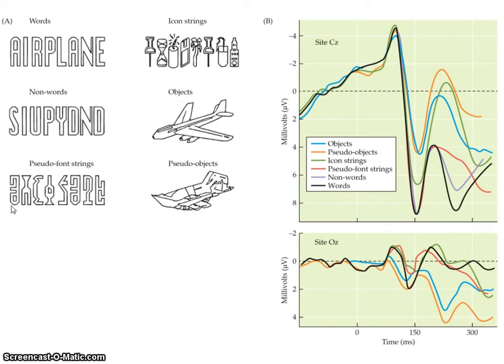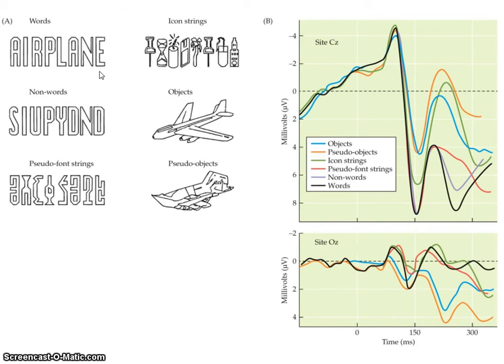with pseudostrings that are characters that look like they might be letters, or icon strings that are actually pictures in a sequence, just like words would be letters in a sequence, and objects versus pseudo-objects. And when we present these various stimuli to individuals, we can measure their electrical activity in their brain at varying time points after the onset of this stimulus. The time point 0 is exactly the moment when the individual first saw the stimulus, like the word airplane.